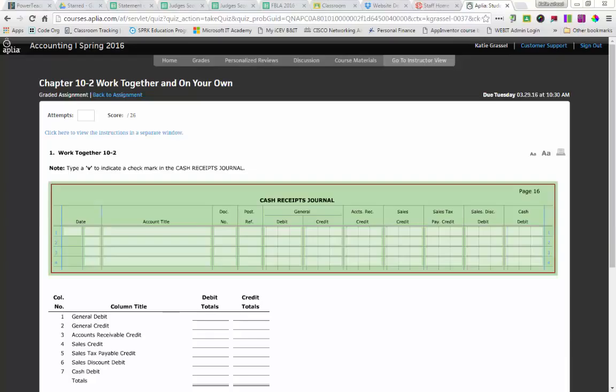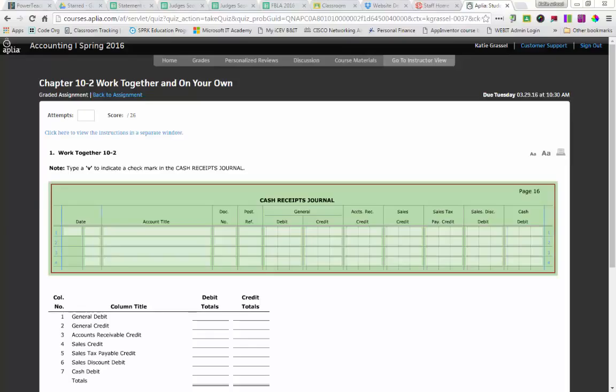We also have sales tax payable, because yesterday we were talking about the sales of our peeps. And if the peeps are a dollar, you don't give the store $1, you give it $1.05, so we have to account for that. So we will have a column here for sales tax payable credit. And then we also have right here, this is our sales discount debit column.